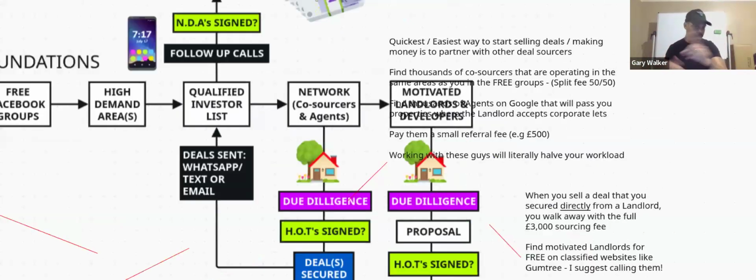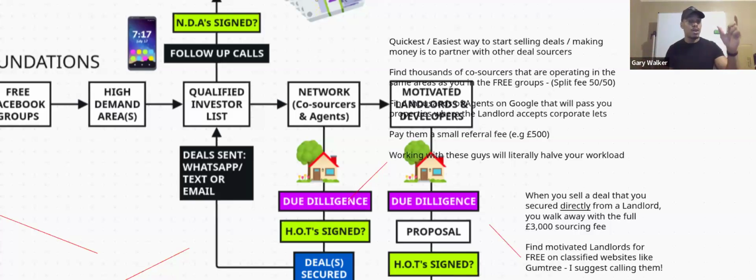So the next step. Quick recap: three Facebook groups, high demand areas, three maximum, qualified investor list, right? Then the network, the first part of the network. So we have to do this in order. It's going to be much quicker for you to get a deal from a co-sourcer than it is to get a deal from an agent.